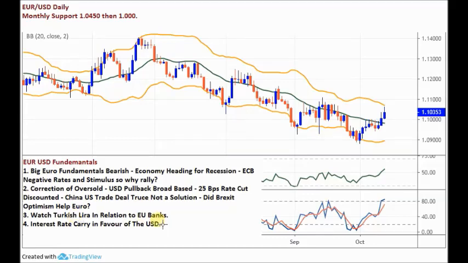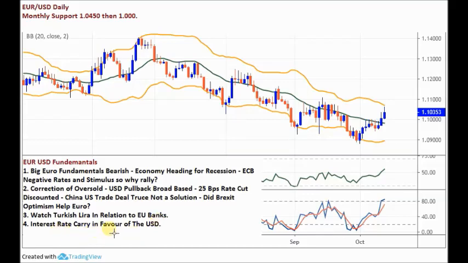EU banks will come heavily into focus because they're heavily exposed to Turkey in relation to loans and so forth. And the Eurozone banking sector is not very strong. It's very weak, and there is a crisis there. And I think that could pressure the euro. So keep your eye on the lira.